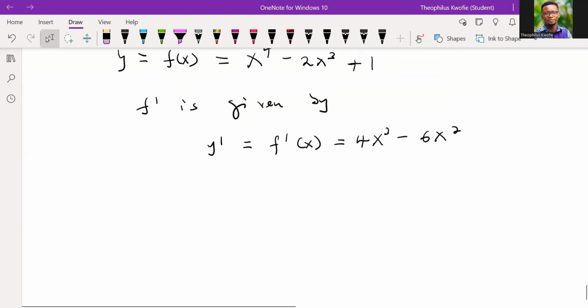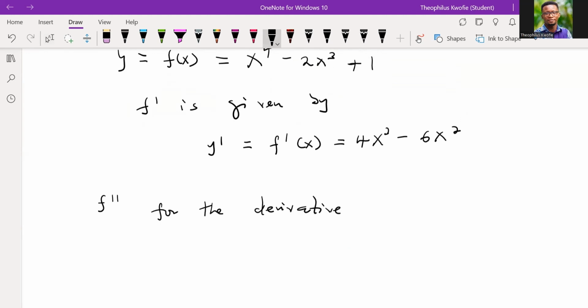So we use the notation f prime prime for the derivative of the derivative f prime, not power per se, but prime, f prime prime. So f prime prime. Good. So let's take notes.